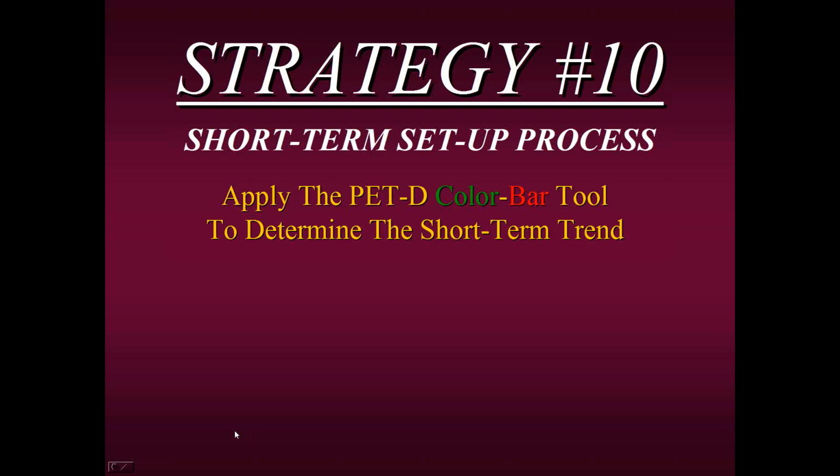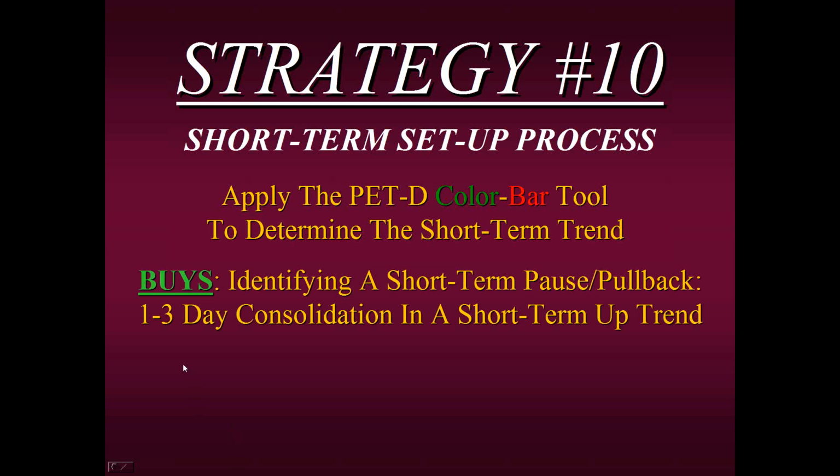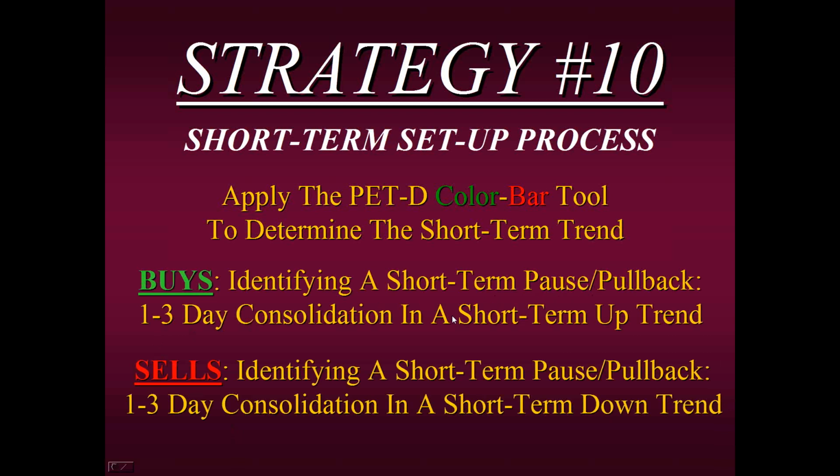Now, let's go to the second part of the process. If you're a buyer, well, a buy signal is generated by identifying a short-term pause or pullback. Now, this is the pattern and the other indicator combined. This is how we determine whether a buy setup has been generated. This usually happens on a 1 to 3 day consolidation in a short-term uptrend. Now, if we're a seller, well, sell signals are generated by identifying a short-term pause or a pullback, okay? This is a 1 to 3 day consolidation in a short-term downtrend.